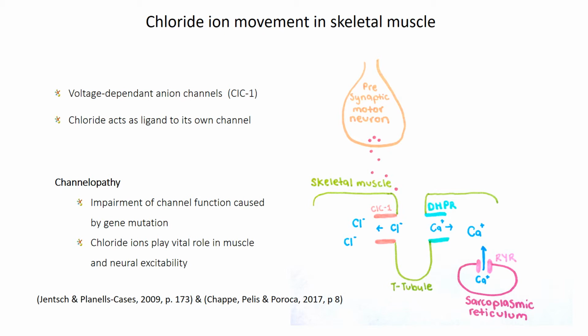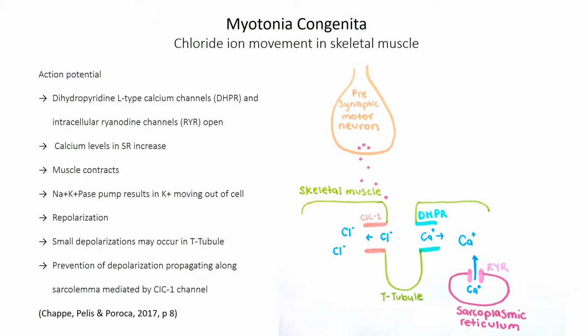As illustrated in this figure, in regular muscle fibers, dihydropyridine L-type calcium channels, annotated as DHPR, and in turn intracellular ryanodine receptor channels, annotated as RYR in this figure, open from stimulation of action potentials. Muscle contraction occurs when calcium levels in the sarcoplasmic reticulum increase from the opening of these channels.